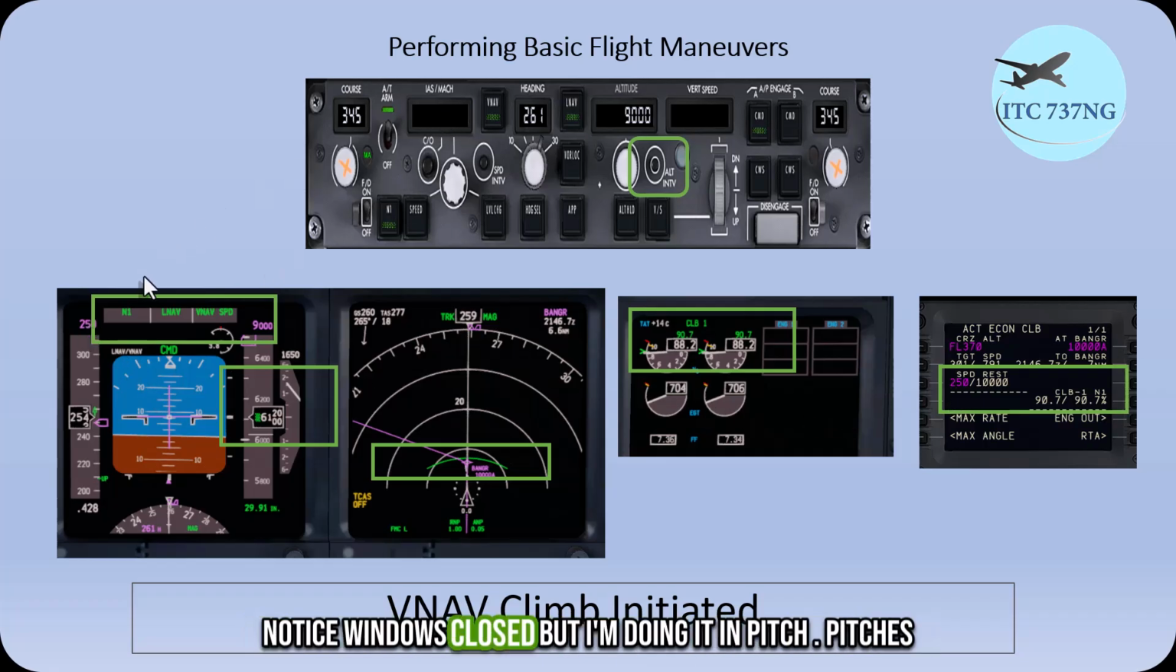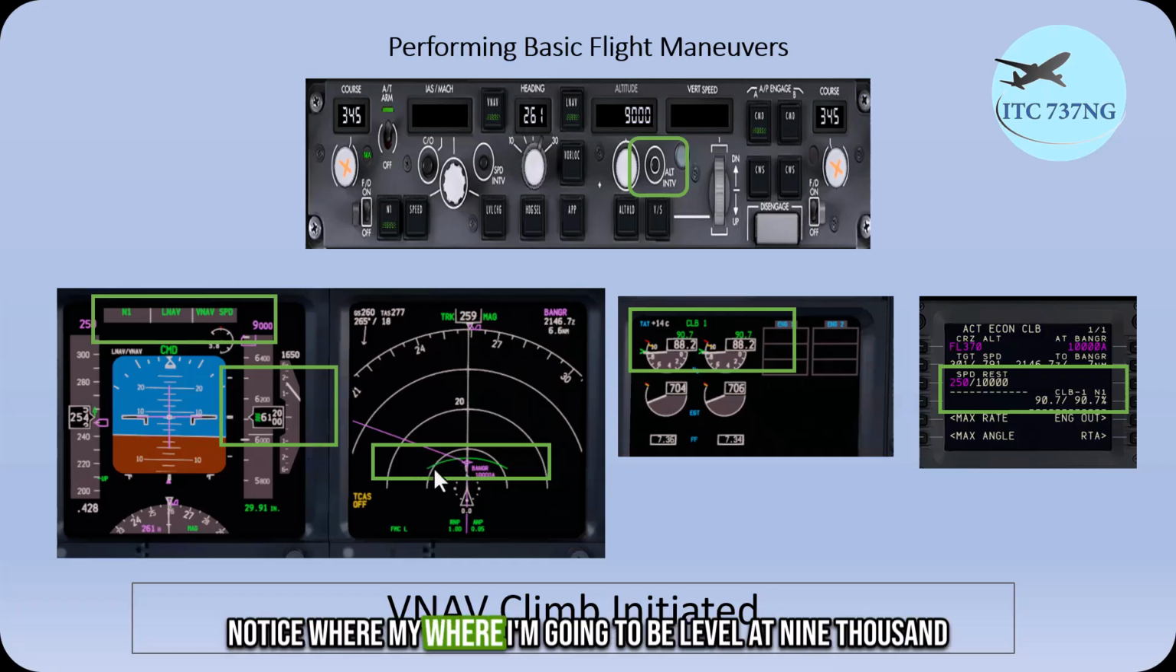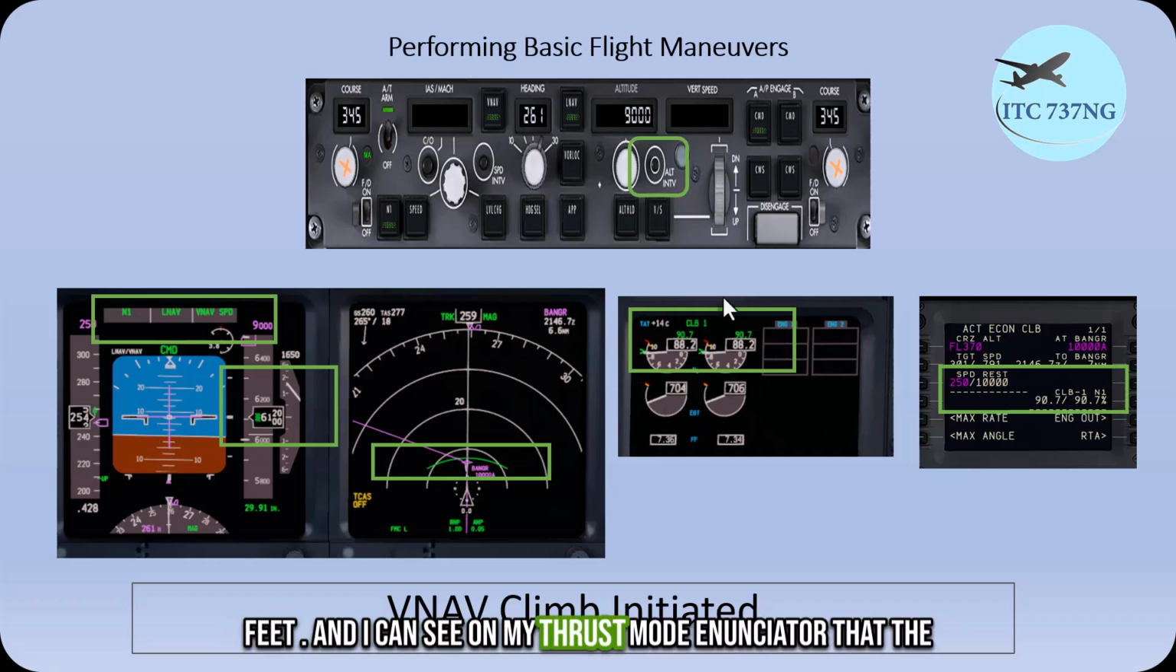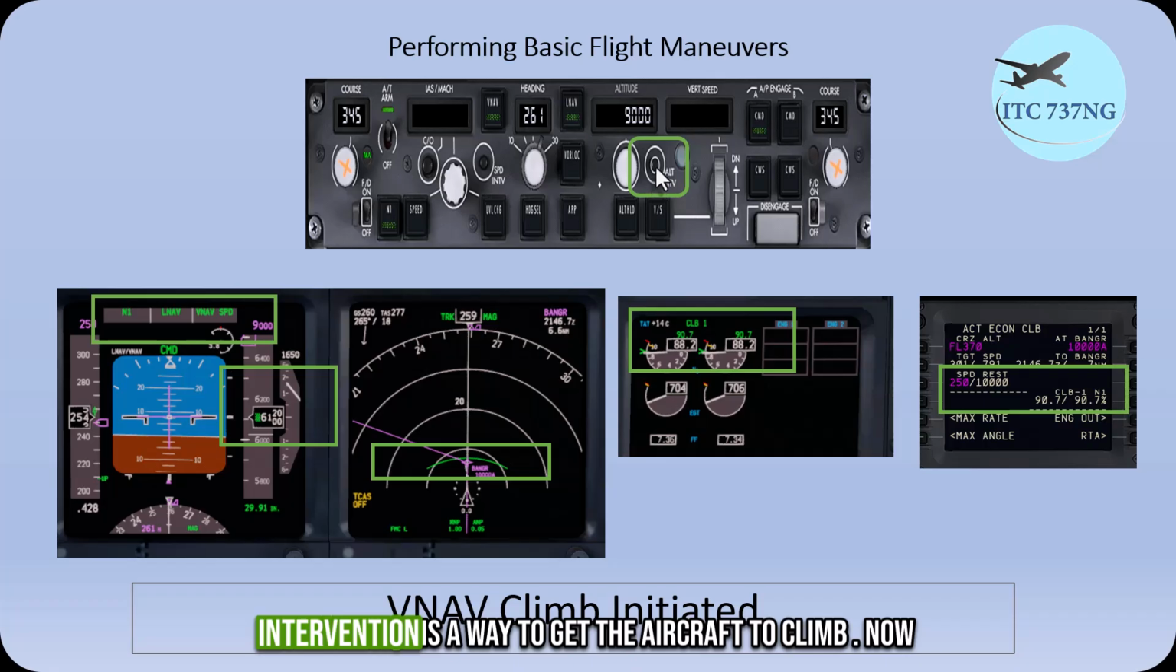Notice the window's closed, but I'm doing it in pitch. Pitch is controlling the speed of the aircraft. And again, I want to notice where I'm going to be level at 9,000 feet, and I can see on my thrust mode annunciator that the power has come up to a climb power setting. So altitude intervention is a way to get the aircraft to climb.